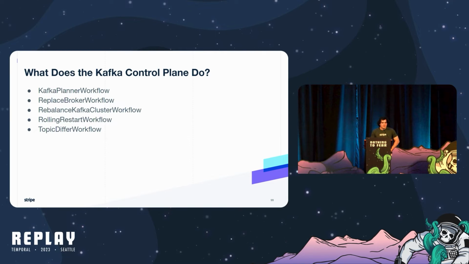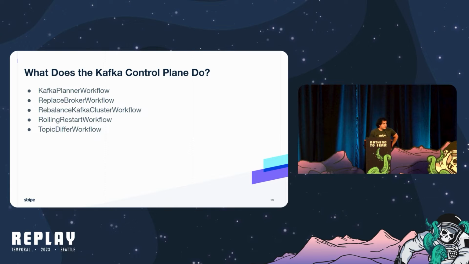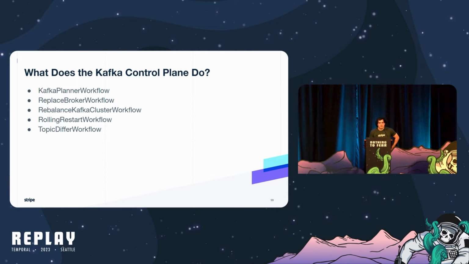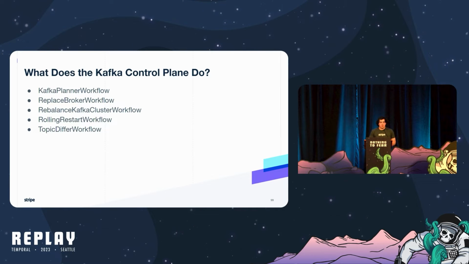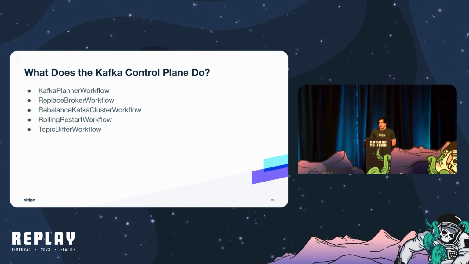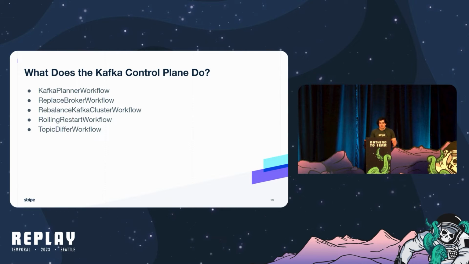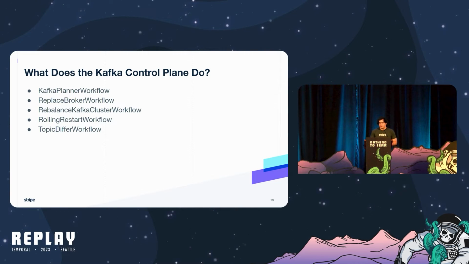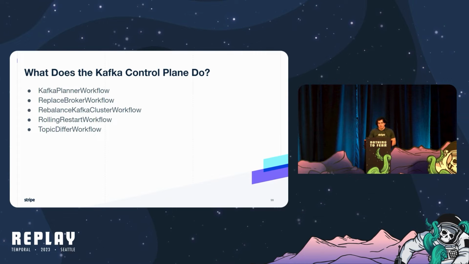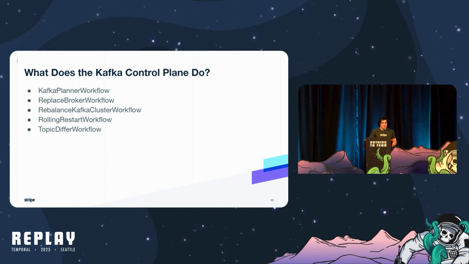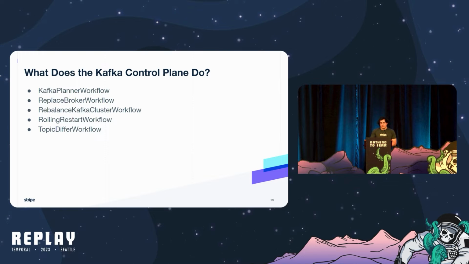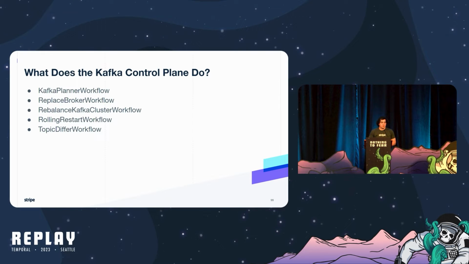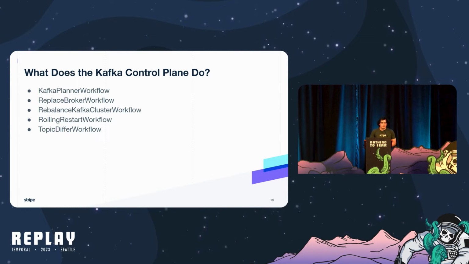We have a topic differ workflow, which I actually personally worked on. This makes sure that all the configuration changes users make to their topics at Stripe are applied. So it will do things like create topics, repartition them, cut retention, increase retention, etc.